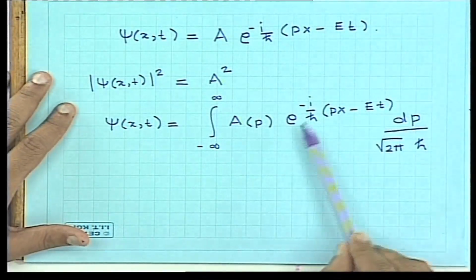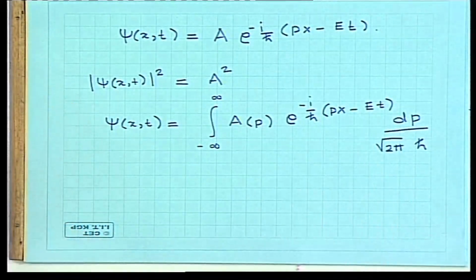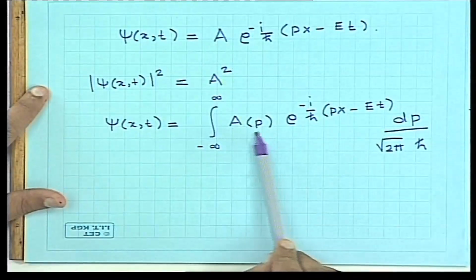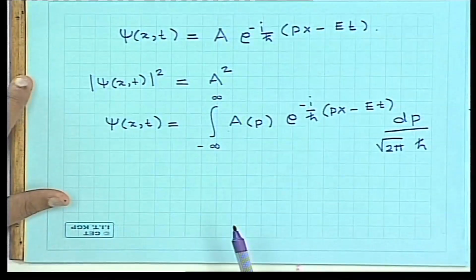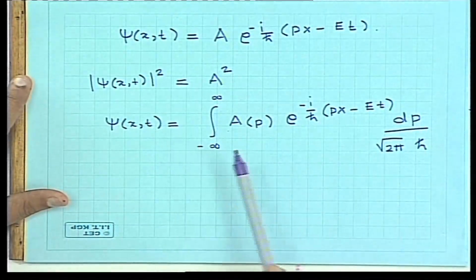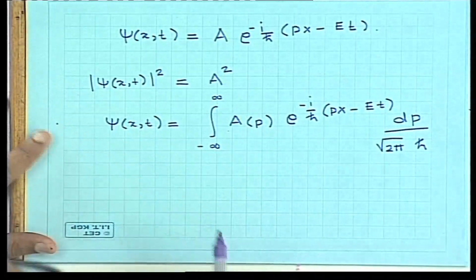So each of these e to the power minus i by h cross (px minus Et) corresponds to one value of momentum. We can superpose waves with different values of momentum, and we do not have the coefficient over here the same for all the values. So the coefficients vary with the value of the momentum. We superpose all of these different values to get a final wave function. So this is how we can go around trying to construct a wave function which has got some spatial information.